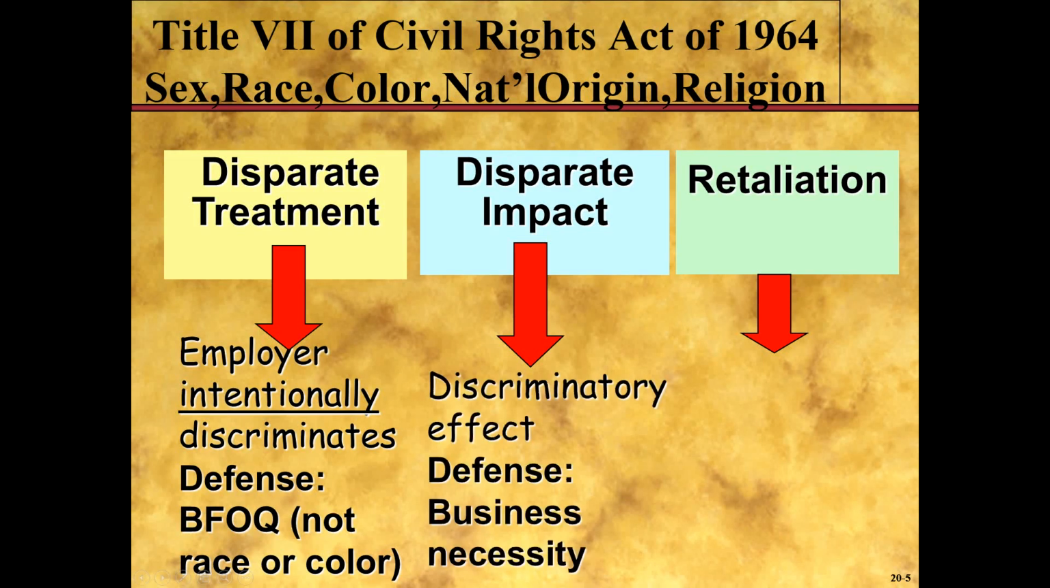Disparate impact is when you have a seemingly neutral rule or test or whatever, but it has a discriminatory effect upon someone who is protected under one of these 5 categories. And there is a defense to that also. In some cases, it is a business necessity.